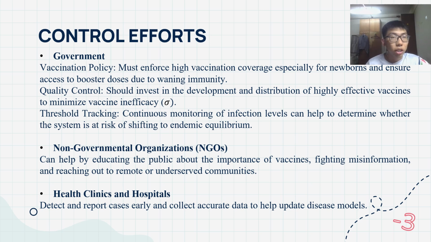They should also keep tracking the threshold and determine whether the system is at risk of shifting to an endemic equilibrium. For NGOs, they can help educate the public about the importance of vaccines, fight misinformation, and reach out to remote or underserved communities. And for health clinics and hospitals, they can detect and report cases early so that we can collect accurate data to update the models.